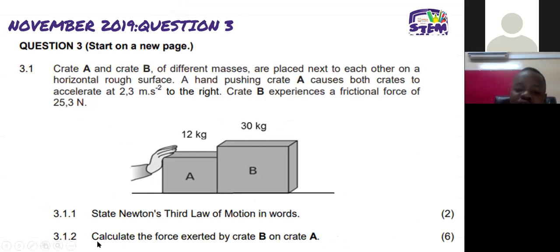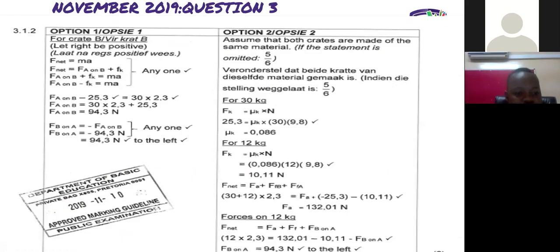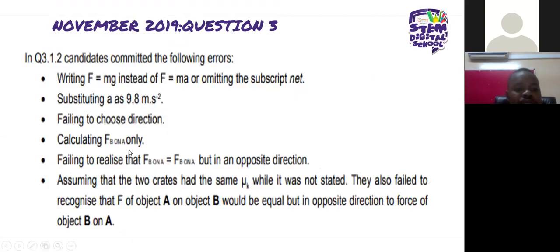So if they had said calculate the magnitude of the force, then it is fine if you don't give direction. But they didn't say the magnitude of the force. They said the force, and hence you need to give us your direction. So there we can see some of the learners will be giving us only the magnitude.